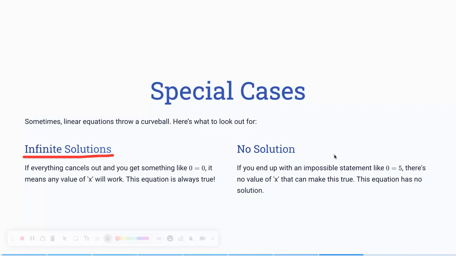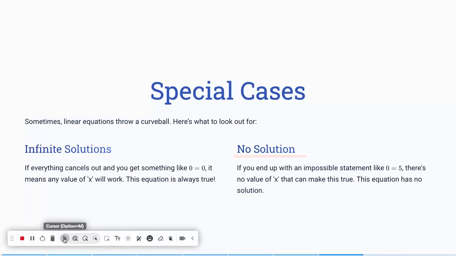Then there are other cases where you might end up with an impossible statement like 0 equals 5. 0 obviously does not equal 5. So this means that there's no value of x that can make this true. So this equation has no solution. And yes, that's possible.